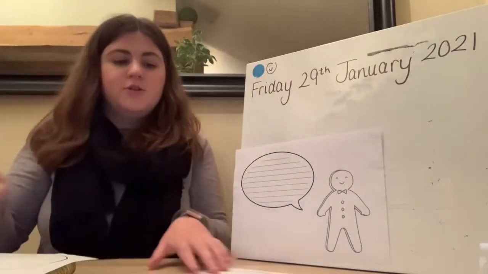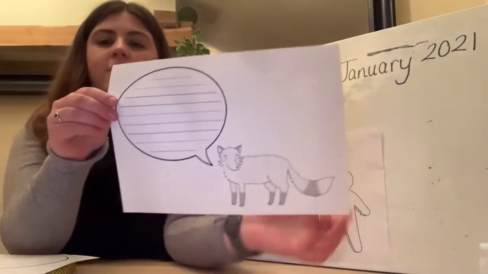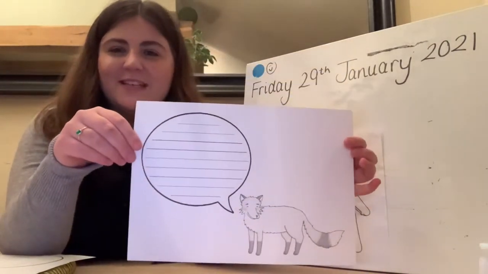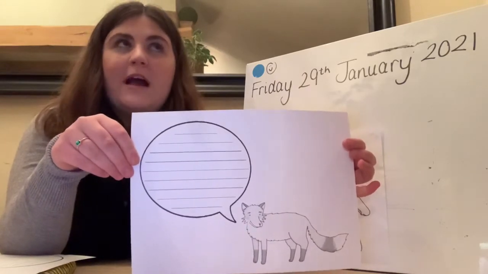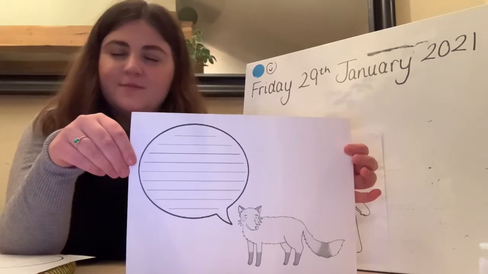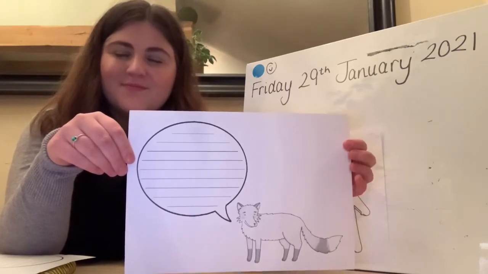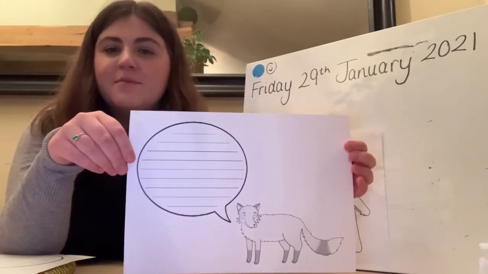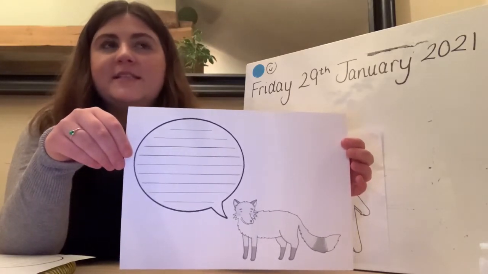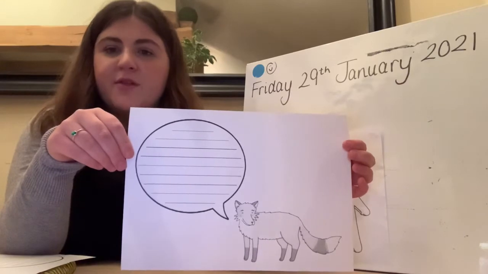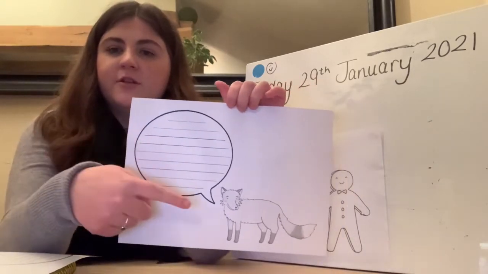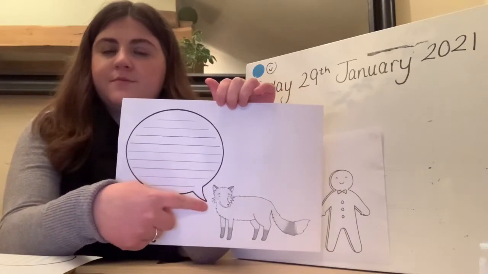And I've got one more to show you. I've got the fox. That's right. Now have a look. Where is the speech bubble coming from? Who is talking? That's right. It would be something that the fox has said, or something that the fox might say, because it is coming from the fox, and we can see that from the direction of this speech bubble.